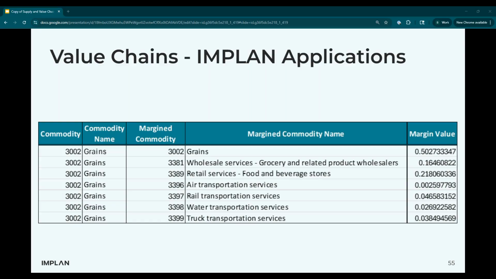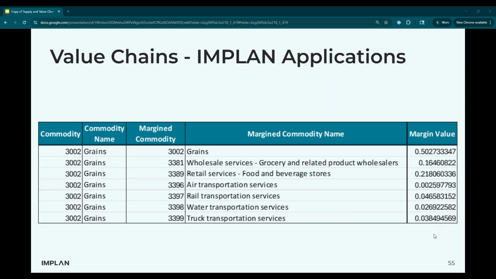So of this overall production, 50% of the consumer price goes to the grain production industry. About 16.5% goes to wholesale services. About 22% goes to retail services, food and beverage stores, and then the remainder goes to different types of air, rail, water, and truck transportation, right? So not a particularly sensitive good, so we're not looking at a lot of air transportation services, but plenty of rail, water, and truck transportation for these overall products, right?